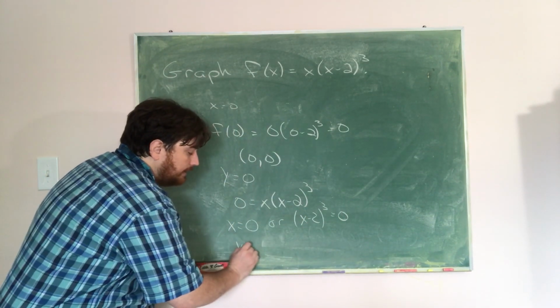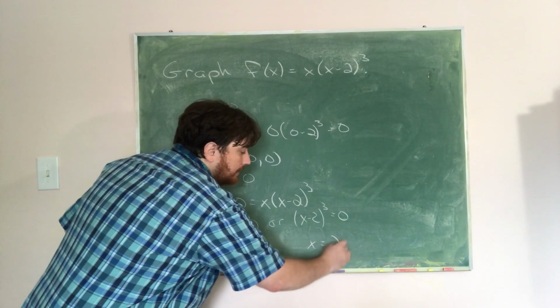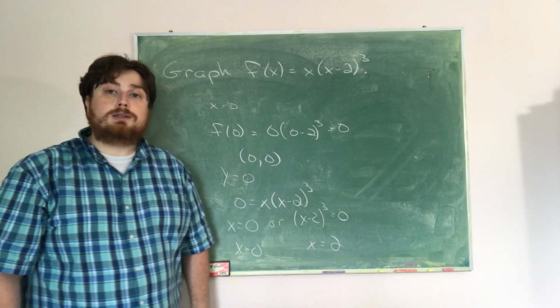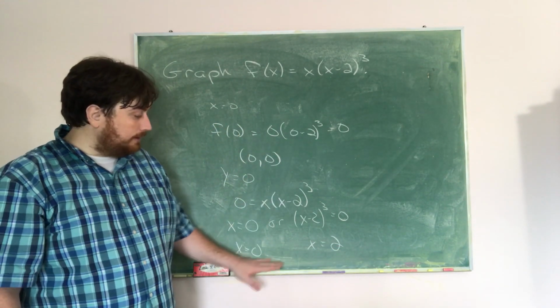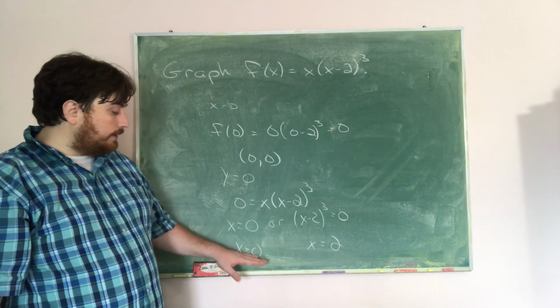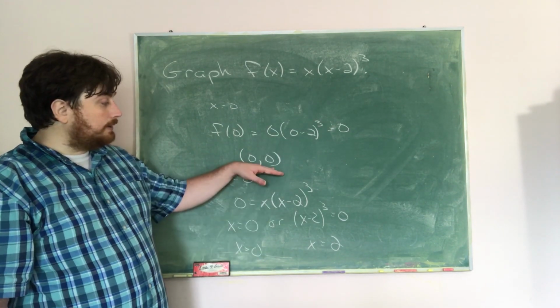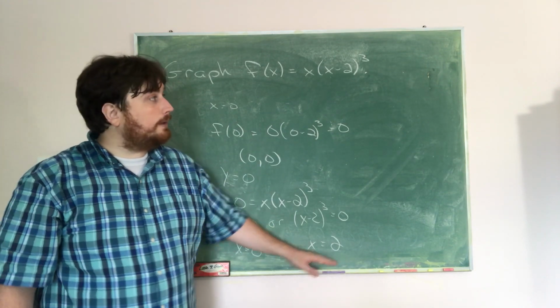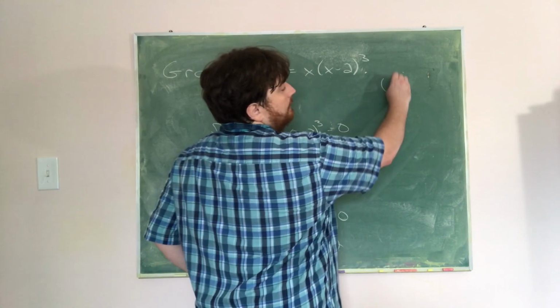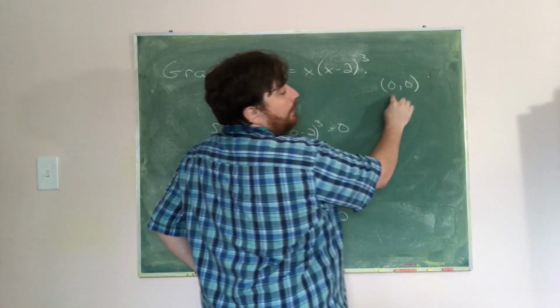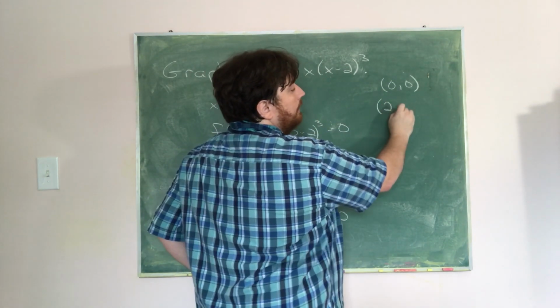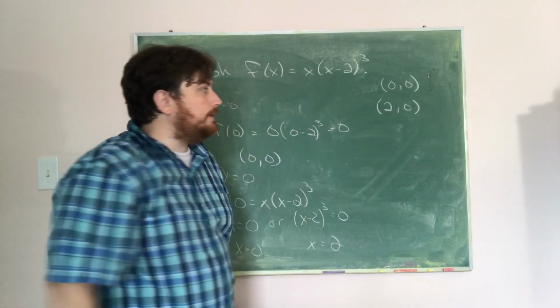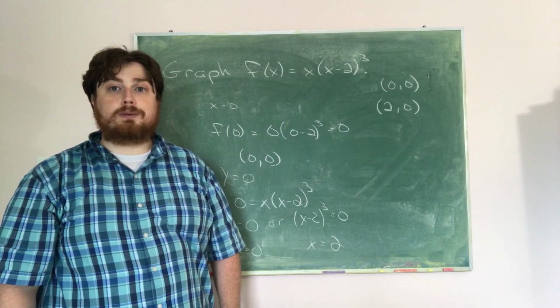So that means x is 0 or x is 2. And so what we'll have is x-intercepts at 0 and 2. And notice we actually already had this x-intercept as the y-intercept, but now we also have the point (2, 0) on my graph. And so when I'm graphing this, I'm going to want to label the point (0, 0) and the point (2, 0) as points of interest because they were intercepts of the function.